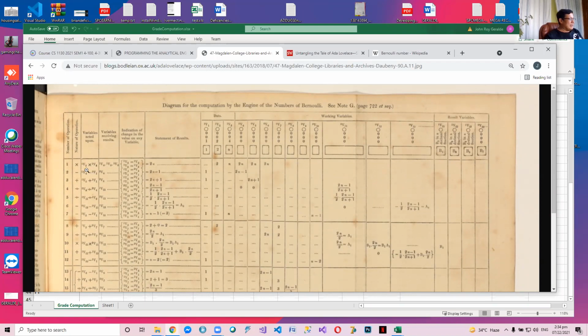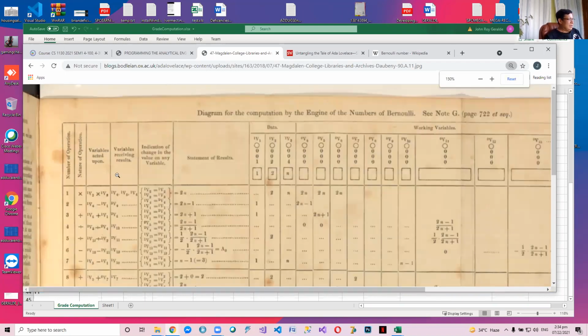Times. What are the variables needed? V2 and V3. I hope you can see, this is a very old document, no? So V2 is store 2, variable 3. Unlike nowadays, where we call them the store, Ada Lovelace calls them variables, V. Instead of S, she uses V. So V2 means variable 2 of the store. V3 means variable 3 of the store.